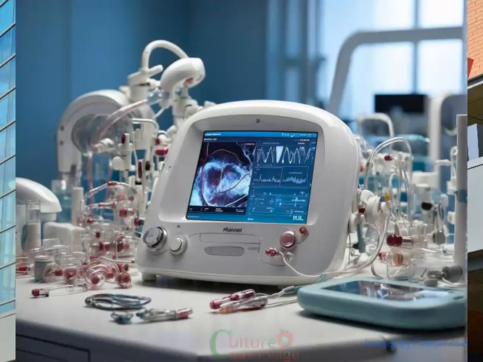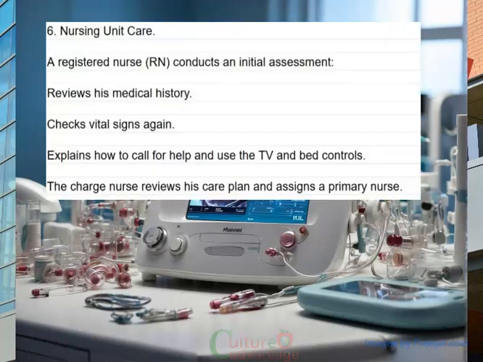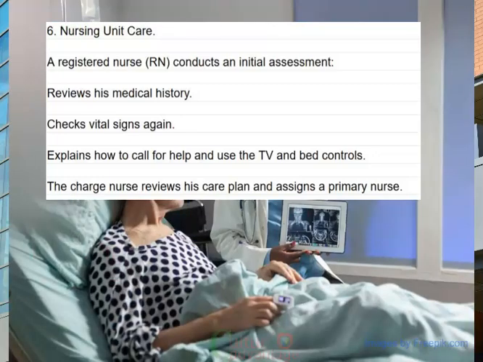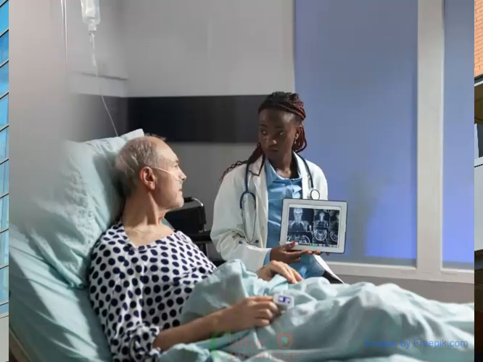6. Nursing unit care. A registered nurse (RN) conducts an initial assessment, reviews his medical history, checks vital signs again, explains how to call for help and use the TV and bed controls. The charge nurse reviews his care plan and assigns a primary nurse. The interpreter remains available by phone or video, especially for critical updates.